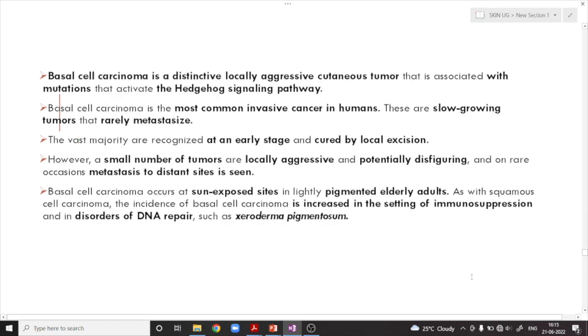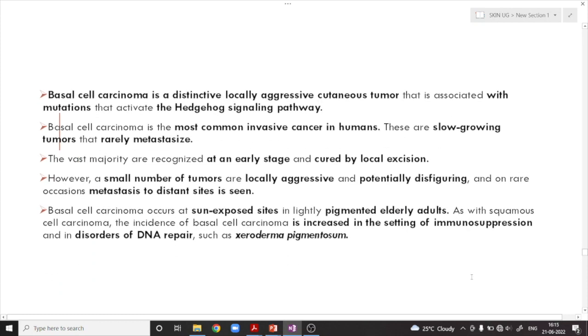Now, as the term suggests, it is a basal cell. Why is it called basal cell carcinoma? Because the tumor is composed of cells resembling the basal layer. So these cells very closely resemble the basal layer of the epidermis. So they are called basal cell carcinoma. These cells are very small, round, just like the basal cells of the epidermis.